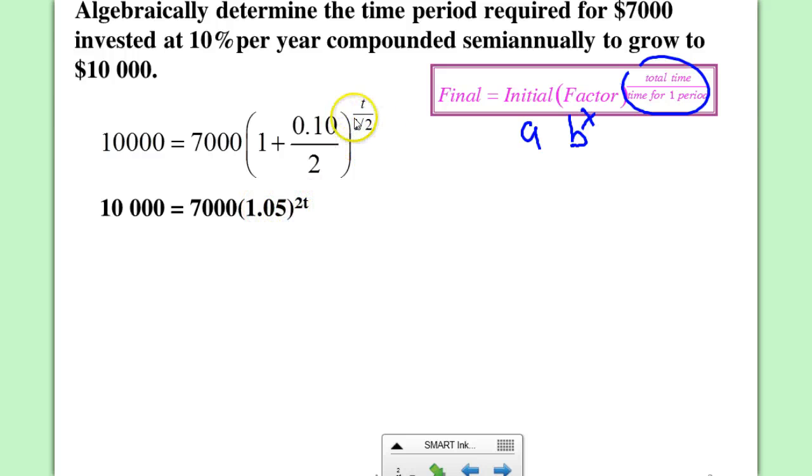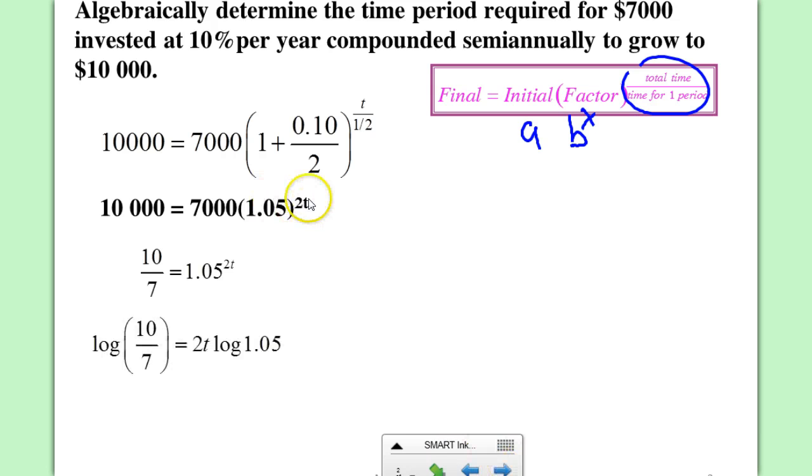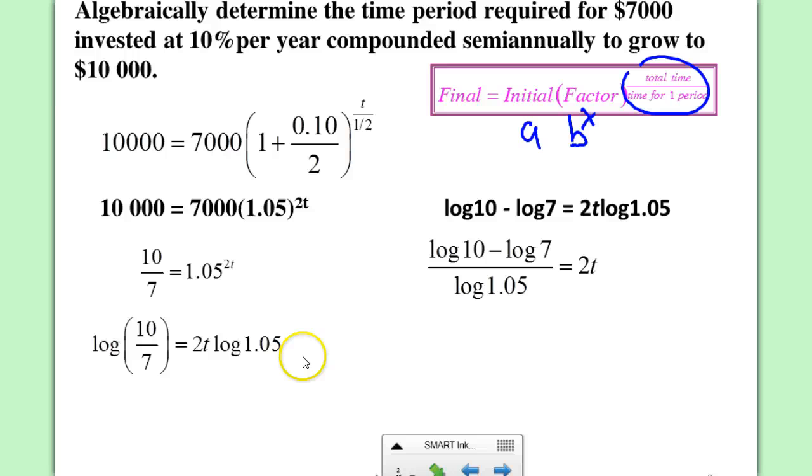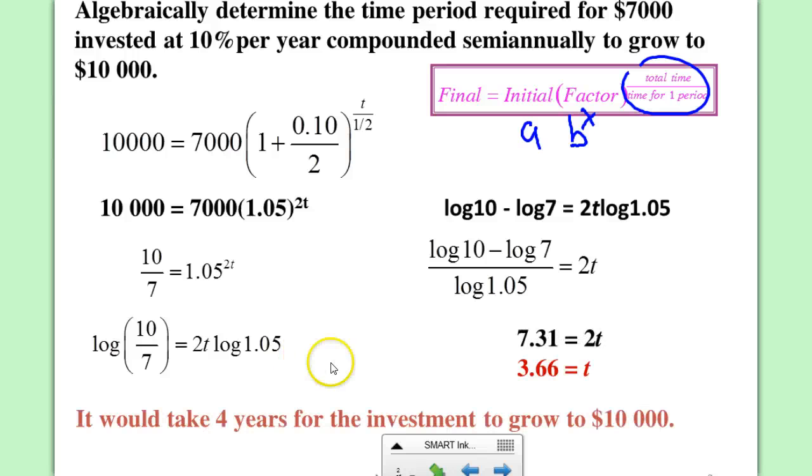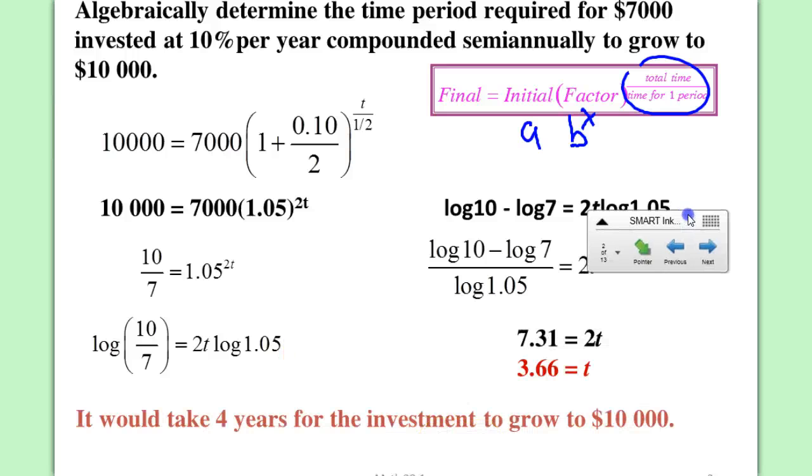In other words, it takes half a year for it to grow one period, one time. So if time is in years and you put 1 here, then obviously it will have had time to grow twice. Or if you think of cell division, it would have divided twice. So if we solve this for t, we take the log of both sides, we isolate, and we end up with time equals 3.66 years.